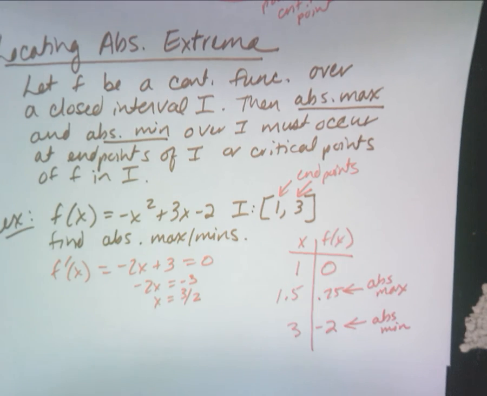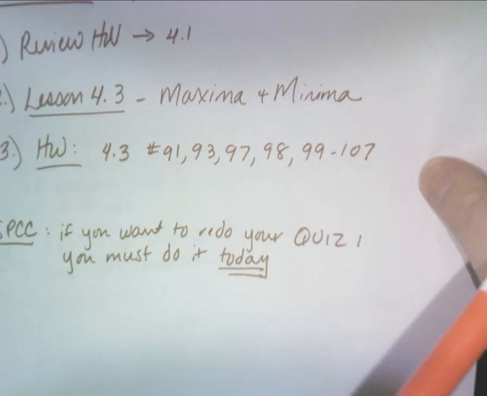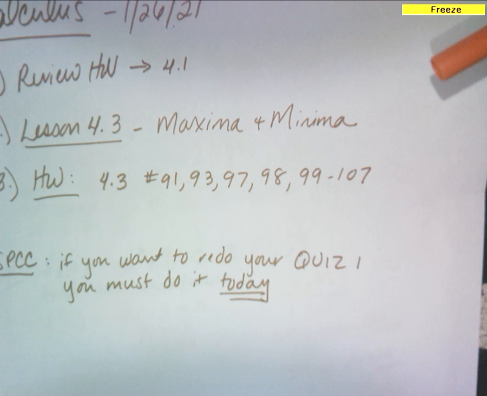That's it. So 4.3, 91, 93, literally you're going to be given a picture. They're going to say, okay, tell me where the absolute max is. Tell me where the absolute min is. Tell me where a local max is. Tell me where a local min is. Then they're going to make you draw one. I mean, it's very easy. There's not a lot of math right now, but tomorrow there'll be fun math. Tomorrow will be fun.